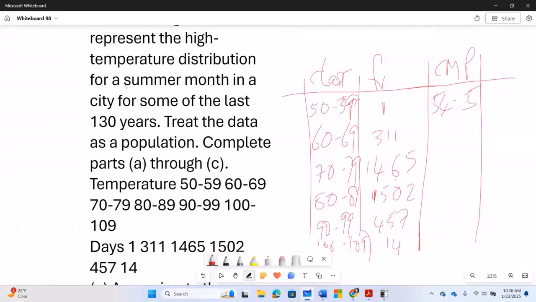Let's check the width. The class width is 10. So the next class midpoint is going to be 64.5, and then 74.5.